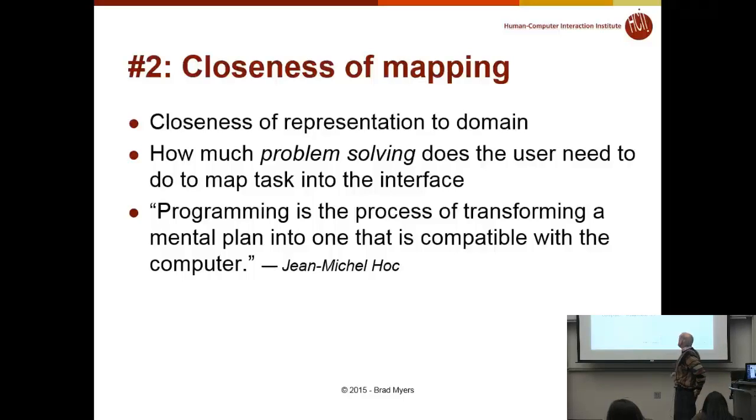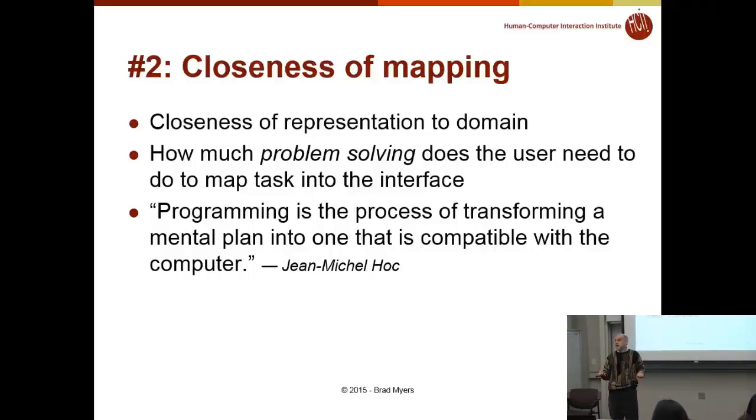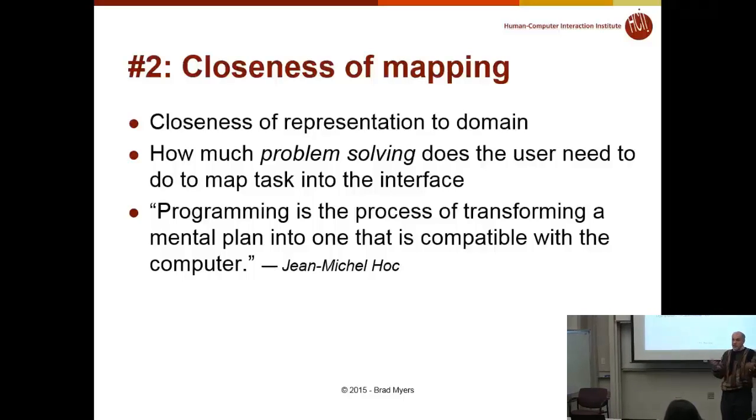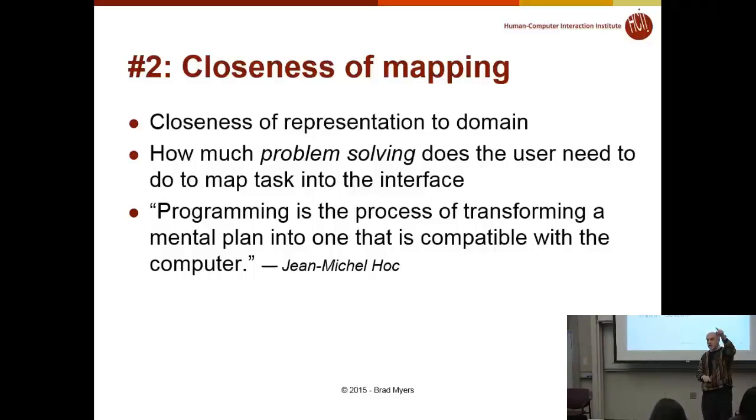And so the concept of closeness of mapping is that the closer the way you can express it to the computer is to the way you're thinking about it, the easier it should be. Right? And so in spreadsheets, if you have a column of numbers and you want to add them up, well, you use sum of these. You point to the numbers you want and you say sum, and that's pretty close. That's kind of the way you're thinking about it.